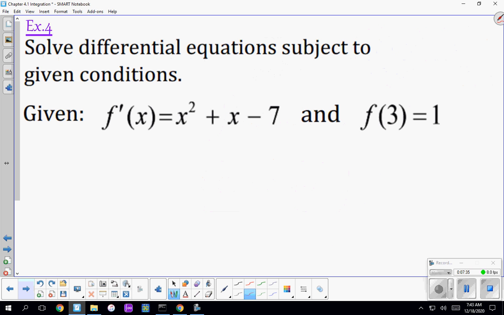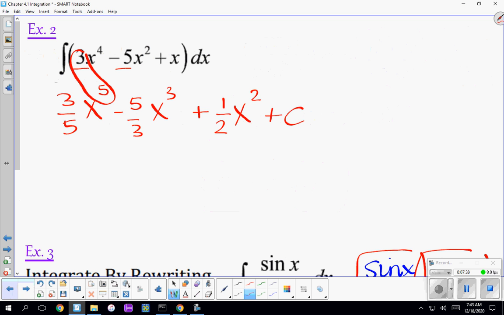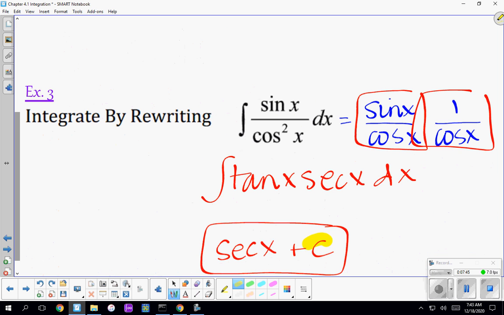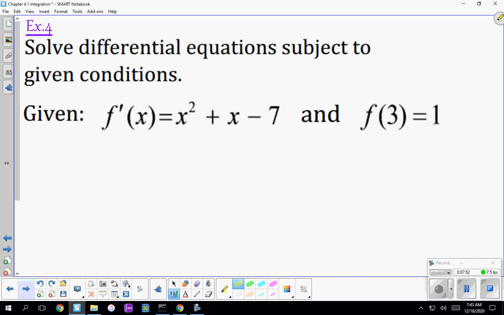So now we're going to talk about how to find a particular solution. So all these last guys were called general solutions because this is the general form of every original function. Every original will be in the form of secant of x plus some number. Now we're going to find that some number.